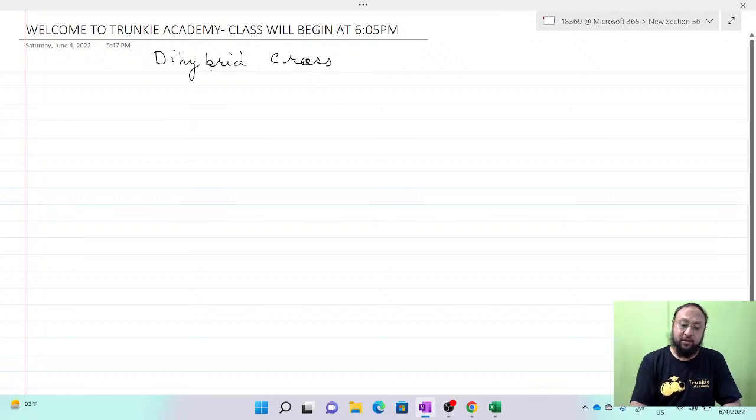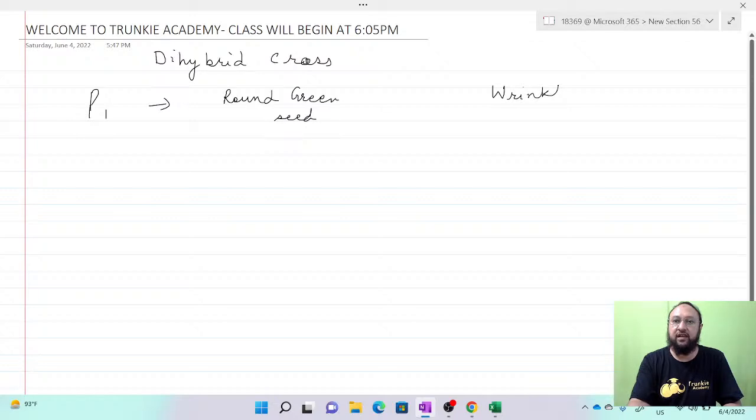He was conducting the experiment on pea plants. He chose round green seeds and wrinkled yellow seeds, which were the dominant and recessive characters. In the parent generation, or P1 generation, he chose round green seeds, and on the recessive side, wrinkled yellow seeds.